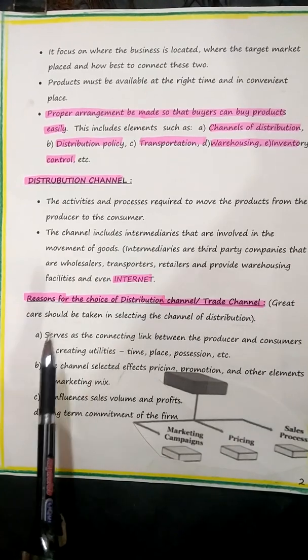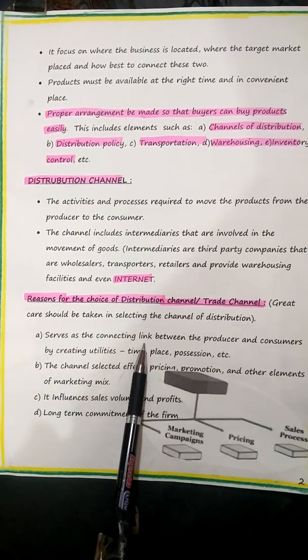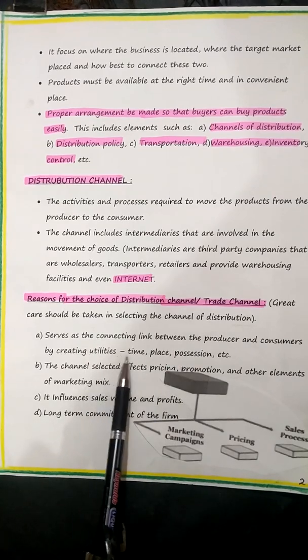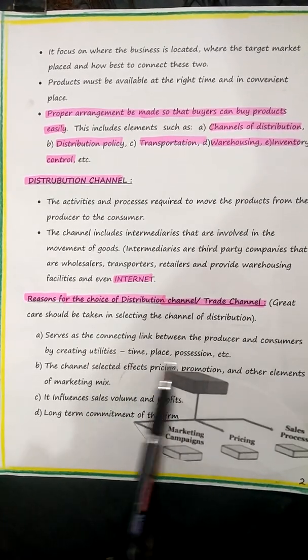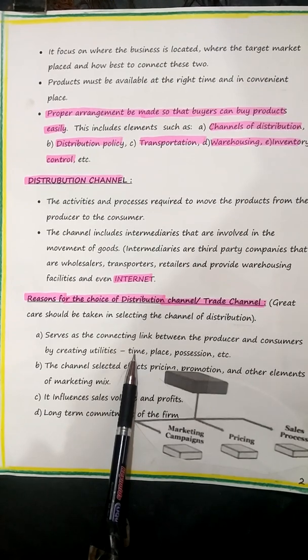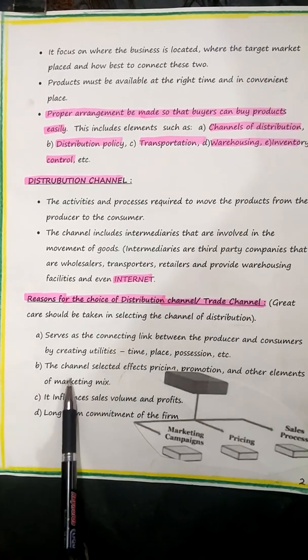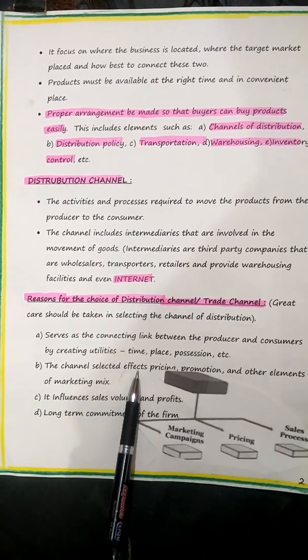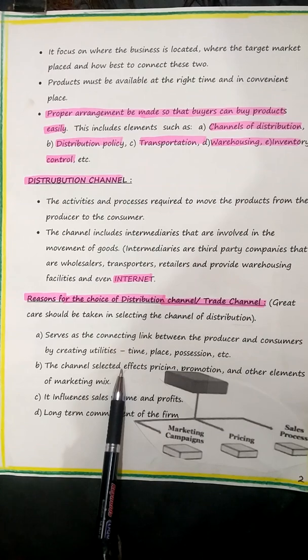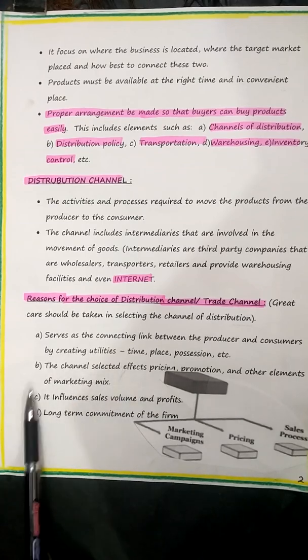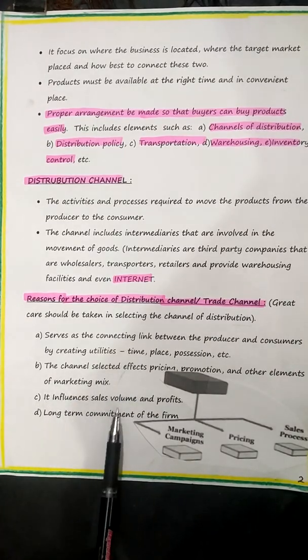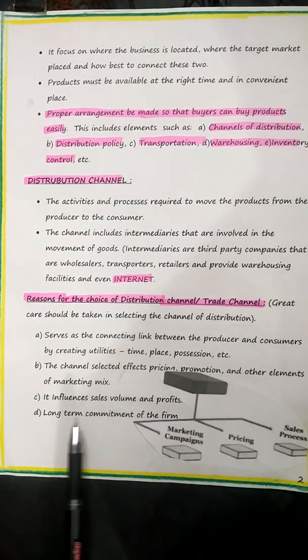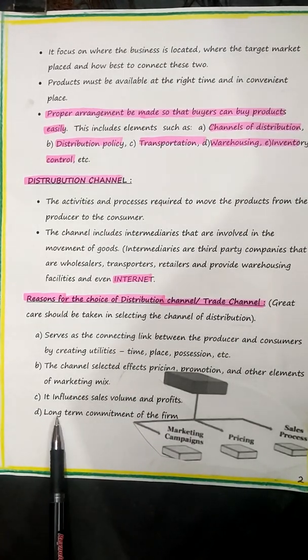Five points. First one, distribution channel serves as the connecting link between the producer and the consumer by creating utilities. What type of utilities? Time, place, and possession. This you have studied in 9th standard as well. Second, the distribution channel selected affects the price, promotion, and other elements of the marketing mix: pricing, promotion, and product. Third, distribution channel influences sales volume and profits. Fourth, distribution channel affects the long-term commitment of the firm.